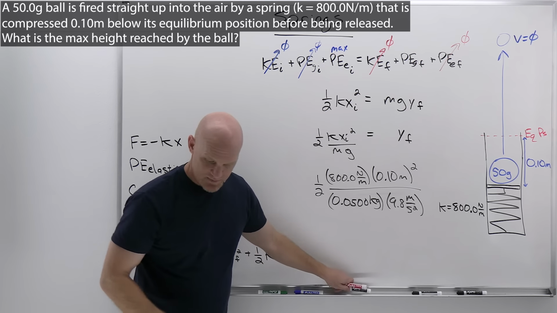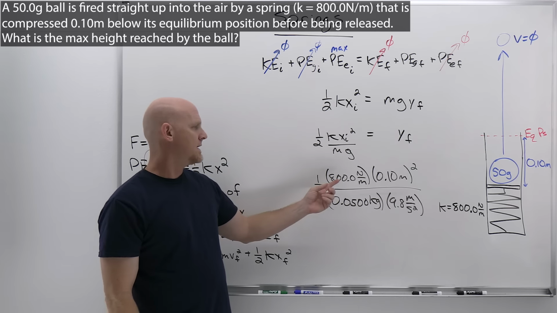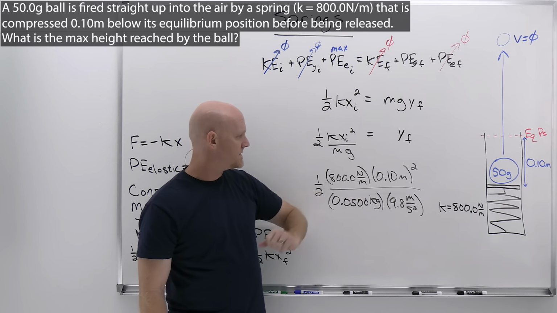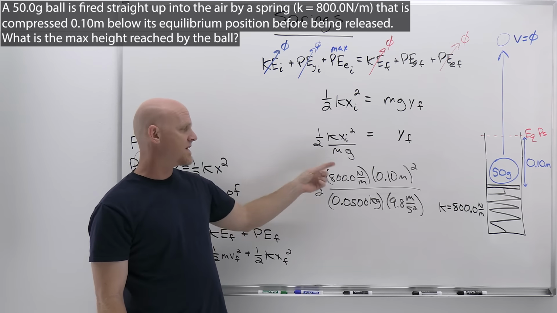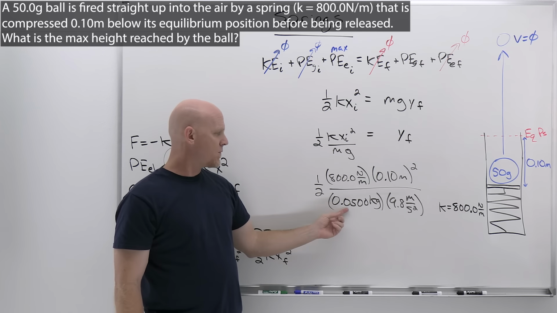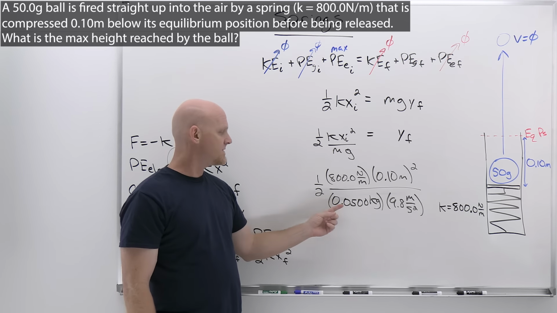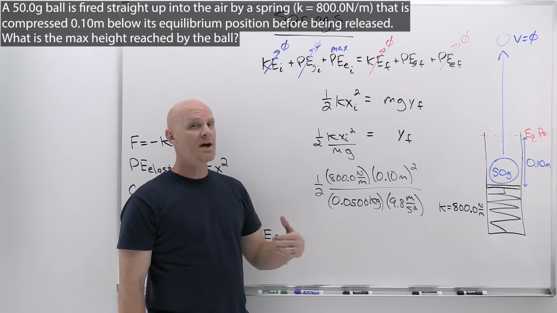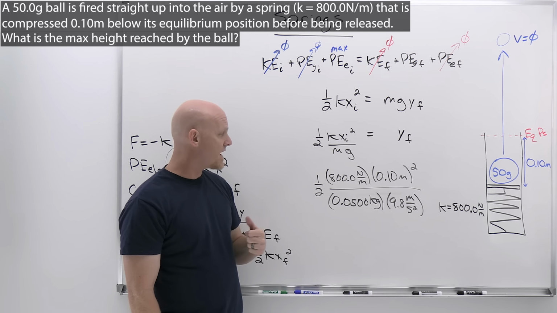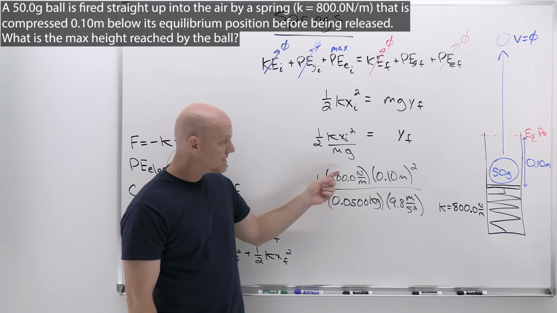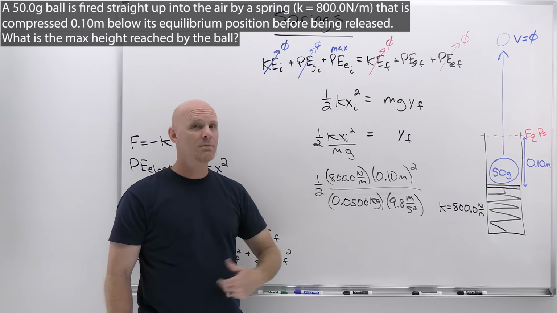And now we've got some serious plugging and chugging to do. If you wanted to ballpark this in your head, you probably could. 800 times 0.1 is 80, times another 0.1, since it's squared, gets you down to 8. 1/2 of 8 is 4. Dividing by 0.05 is the same thing as multiplying by 20. And so 4 times 20 is 80, and divided by another 10 would be roughly 8. So we're expecting this to be about 8 meters.